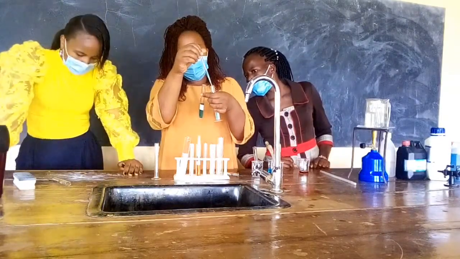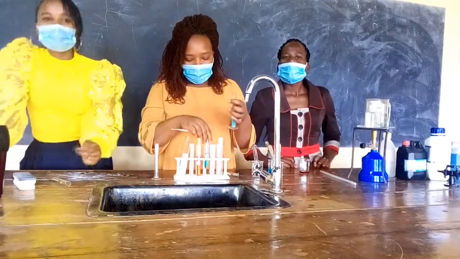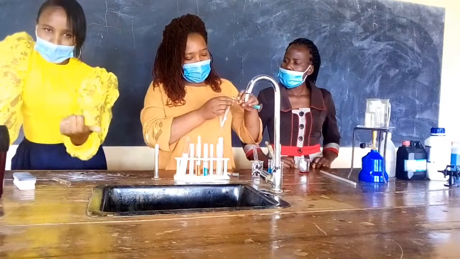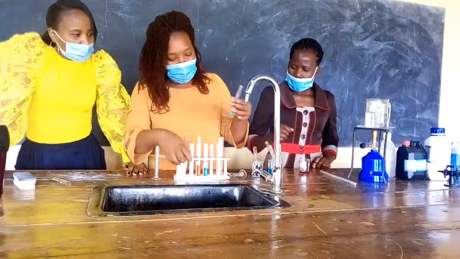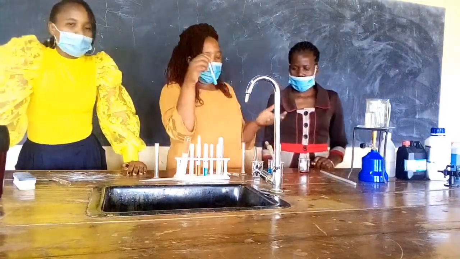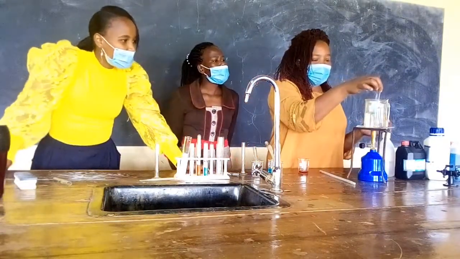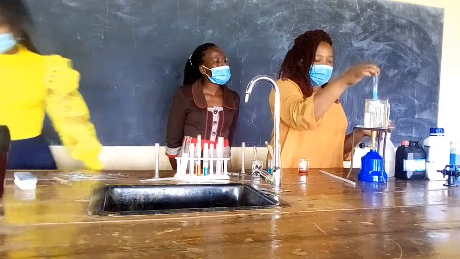Equal amount. So if the food sample you are testing is 2 ml, then the Benedict solution should also be 2 ml. Then we are going to transfer this food sample to the water bath. You observe the color changes. So you need to observe that.